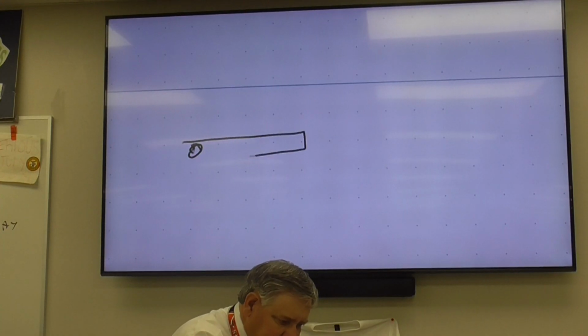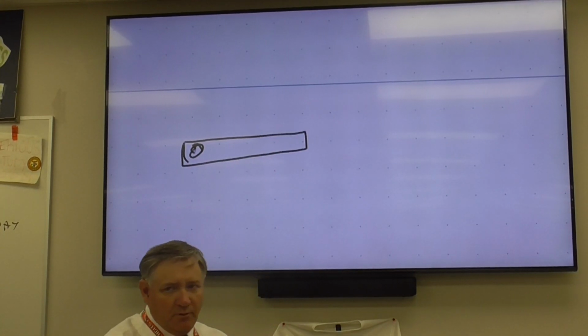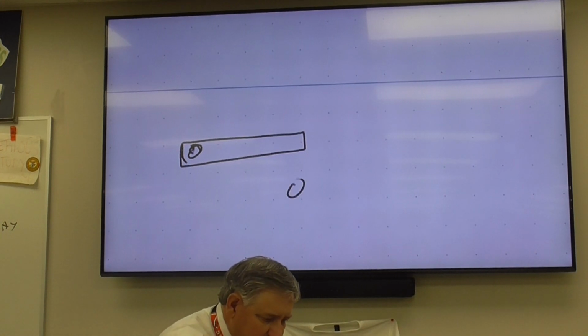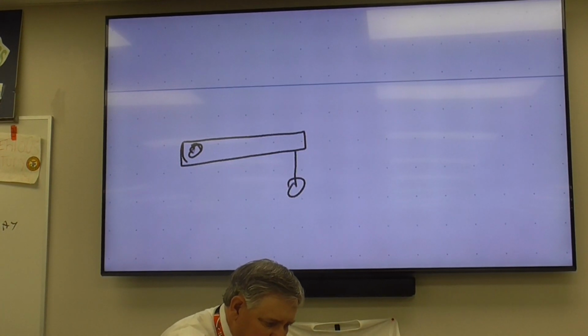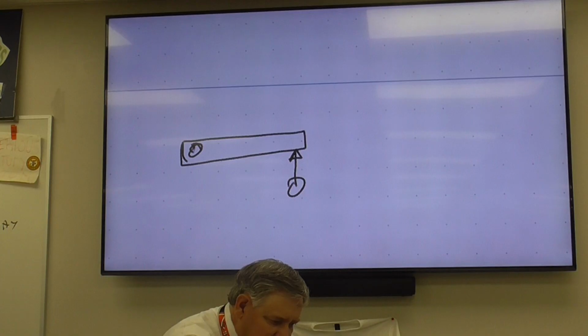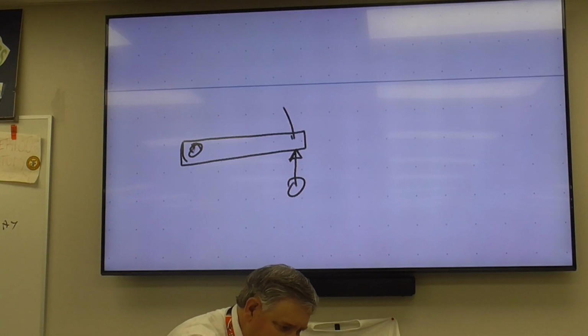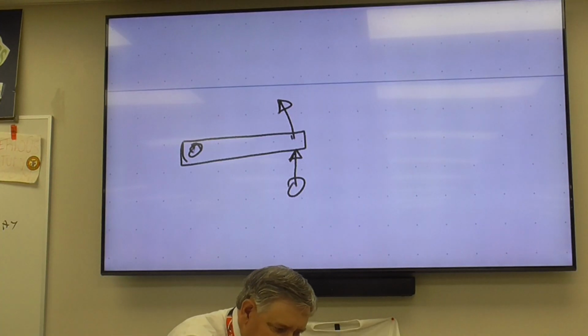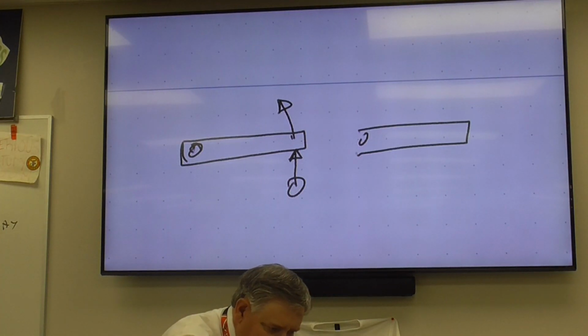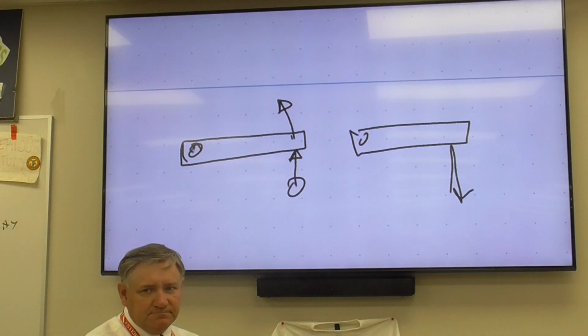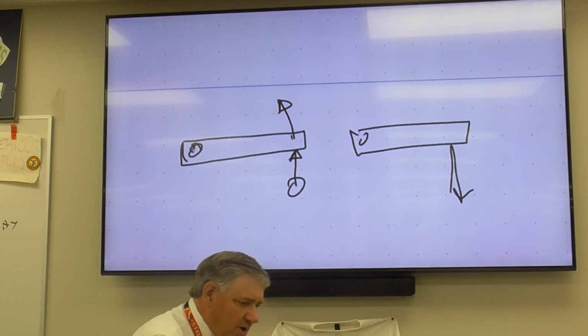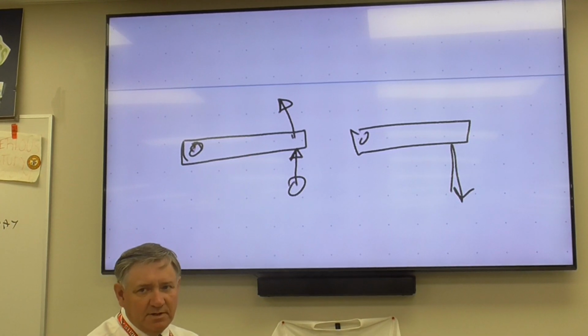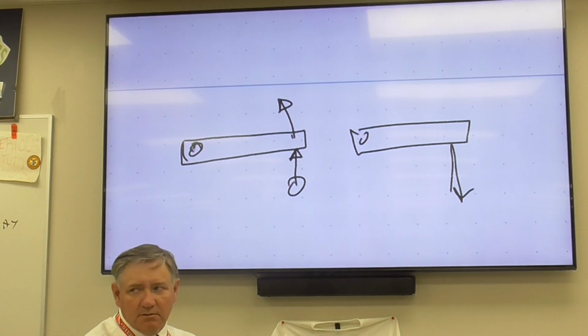So let's say that you have a thin rod that can pivot about a point. Situation number 1, a chunk of clay comes in, it hits it, the clay stops, and then the rod moves off. Situation number 2, same rod, but now it's a bouncy ball, it's going to hit and it's going to bounce. Which one will make the rod undergo the greater change in momentum? Bouncy ball.